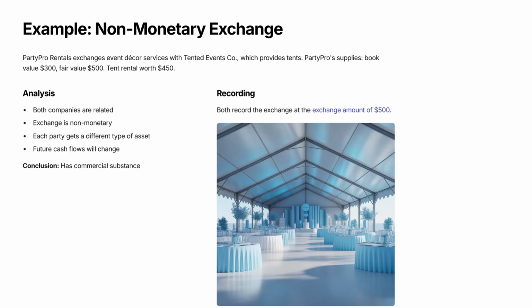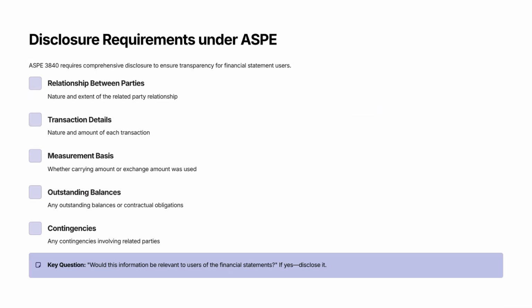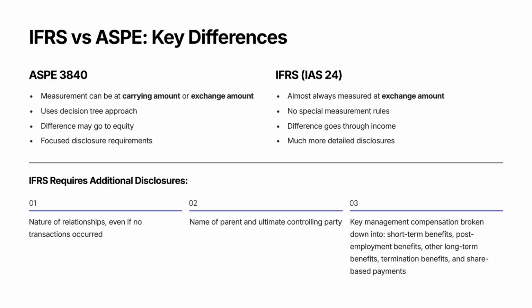Now that we've covered measurement, let's talk about presentation and disclosure. ASPE 3840 requires disclosure of the relationship between the parties, the nature and amount of each transaction, the measurement basis used, any outstanding balances or contractual obligations, and any contingencies involving related parties. When in doubt, always ask, would this information be relevant to users of the financial statements? If yes, disclose it.